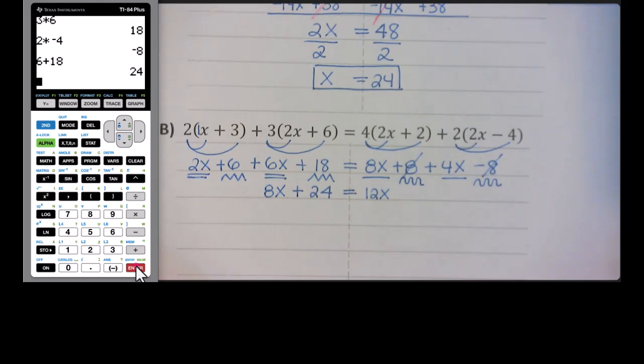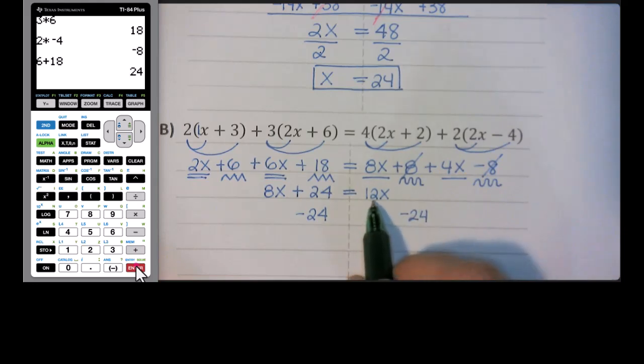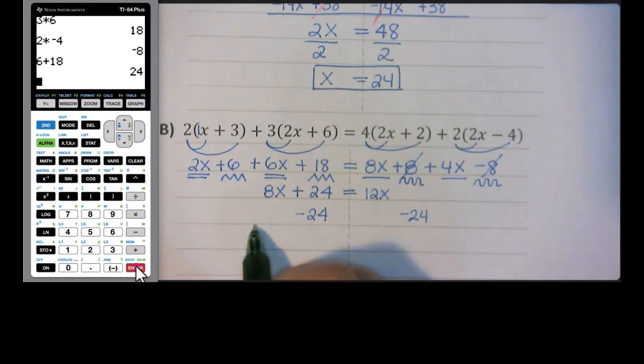Next step is the third step, which is cancel the numbers. You go one by one and ask, is this in the right place? Yes, it is. It has a letter. How about 24? Is it in the right place? No, it does not have a letter. So we're going to subtract 24. And if I do one side, I have to do it on the other. Notice that I don't put it underneath the 12 because 12 has x. So I put it to the side.